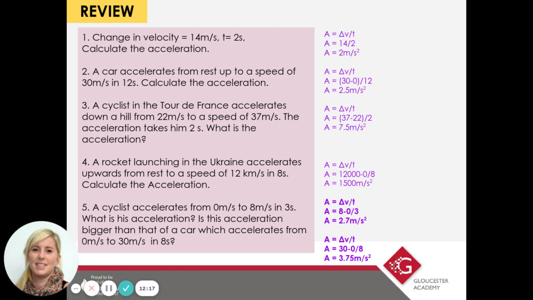And then go back to the question, is the acceleration of the cyclist bigger than that of the car, which accelerates? And the answer is no. It's not the bigger number, so it's not the bigger acceleration. So the answer is that the car accelerates faster than the cyclist.